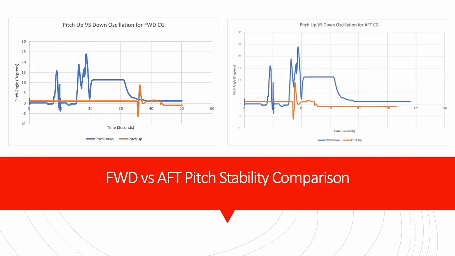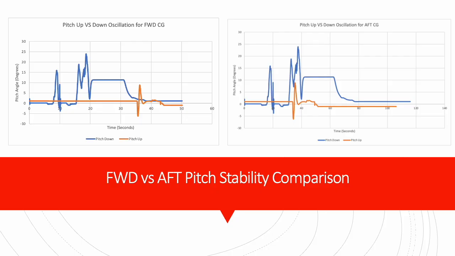After the disturbances for the forward center of gravity aircraft, the pitch down oscillations seem to damp out more quickly compared to the aft CG case, in approximately 20 seconds as opposed to 40 seconds. The pitch up response also settles relatively quickly, in approximately 5 seconds. The oscillations in pitch angle after the initial disturbances appear less pronounced and damp out faster than in the aft CG case. The peaks and troughs of the oscillations are smaller, indicating better damping too.